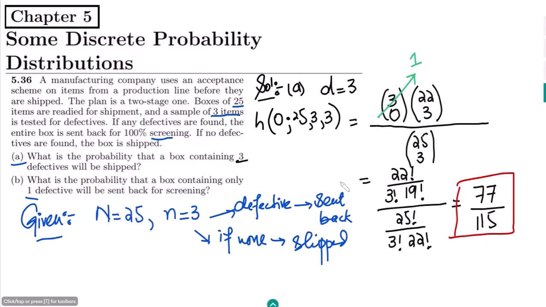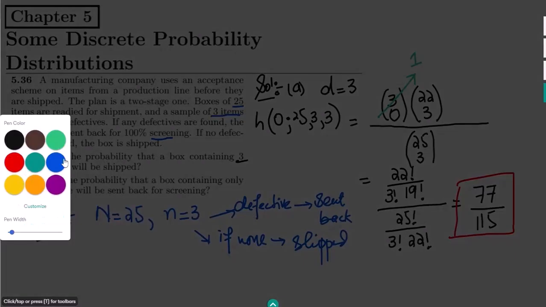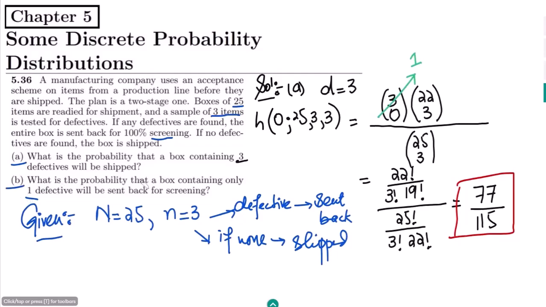Okay, so I think you have understood all the things which we have done here. In part B of our question, what is written? What is the probability that a box containing only 1 defective will be sent back for screening? A box now contains only 1 defective item, and in scrutiny time that defective item will be selected and the entire box will be sent back. So this is part B. And here now the defective item is only 1.